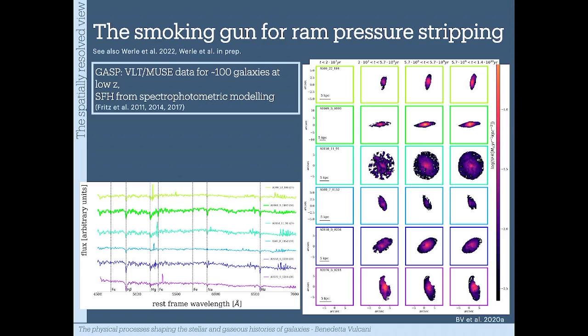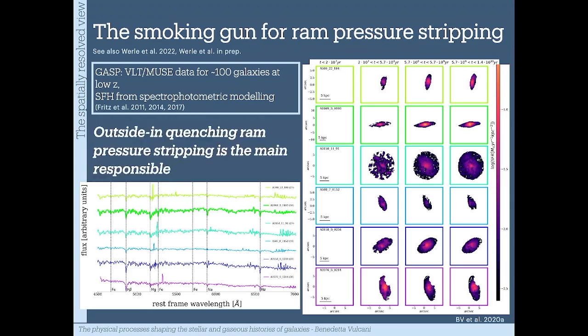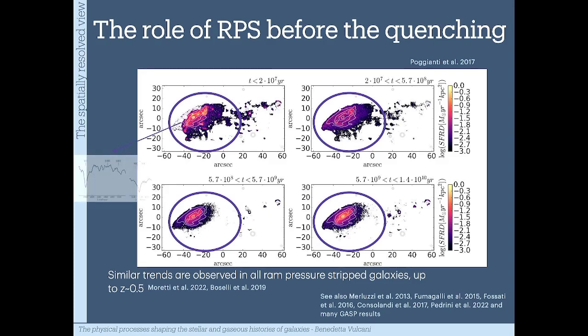But what happens to galaxies when ram pressure stripping acts on them? There are three main points that I want you to remember. Here is again a star formation history of a GASP galaxy. One thing that we see is that on the disk, even though the galaxy is still star forming, we see some regions that have post-starburst signatures. So we really see a sign that the gas is being stripped on this side more than on this side. So we really see ram pressure stripping at play.